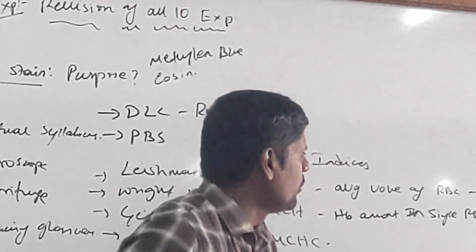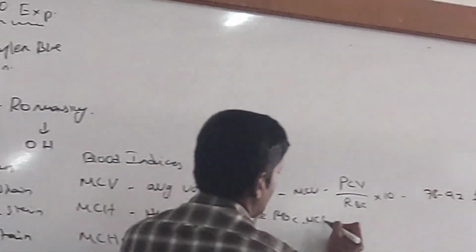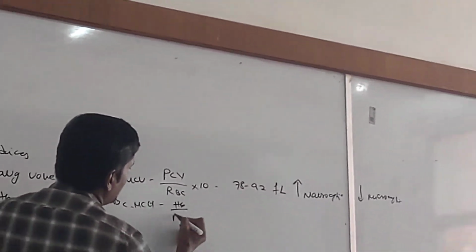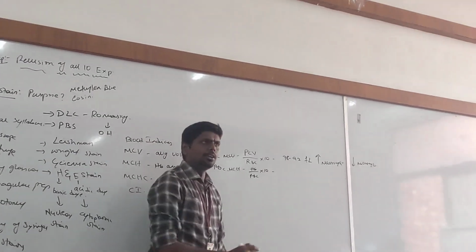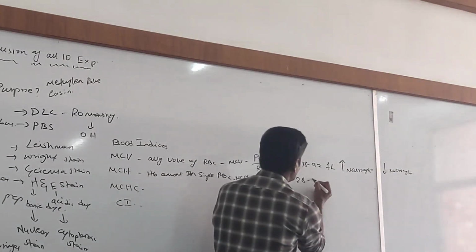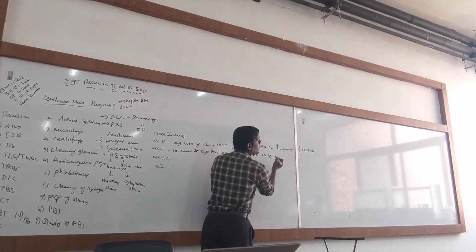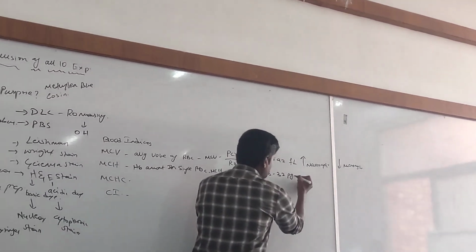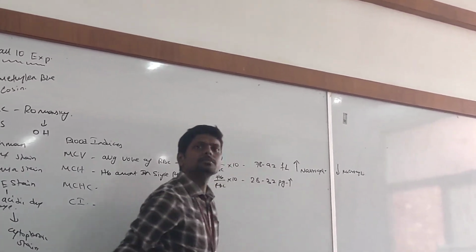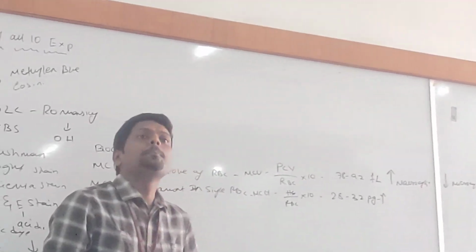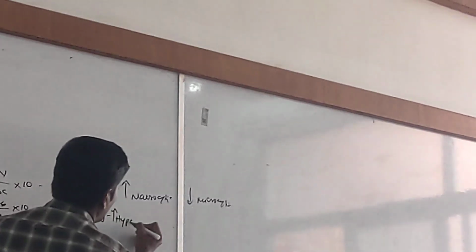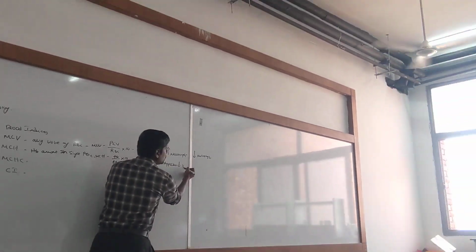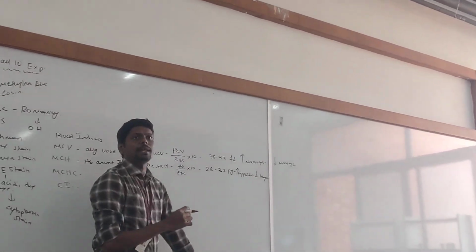So what is the formula for MCH? Hb by RBC into 10. Normal value of this one? 28 to 32 picograms. Increased MCH is called as hyperchromic anemia, and decreased is called as hypochromic anemia.